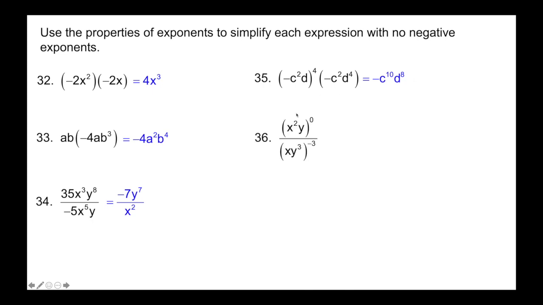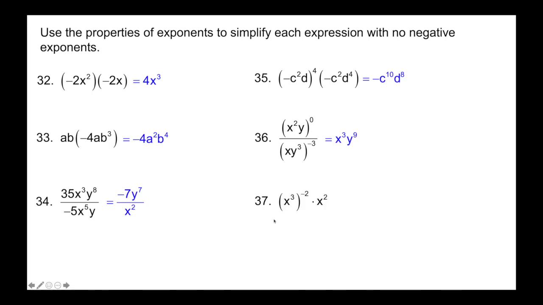For 36, again, any quantity, so all of this is in parentheses, raised to the 0 is going to be 1. So all of this part right here turns into a 1. Then I've got in the denominator x to the negative third and y to the negative ninth, both of which will need to move. And as I move them to the top, they lose their negatives, and I get x to the third, y to the ninth.